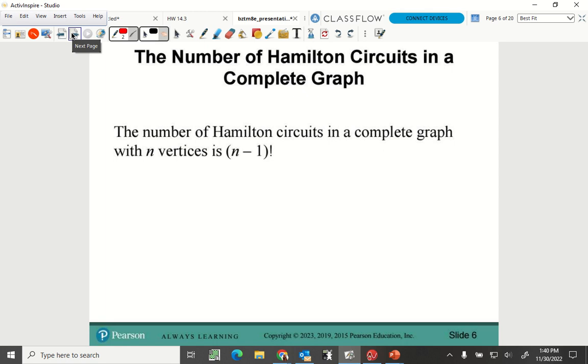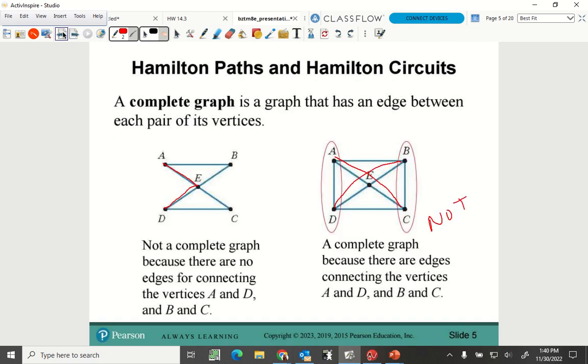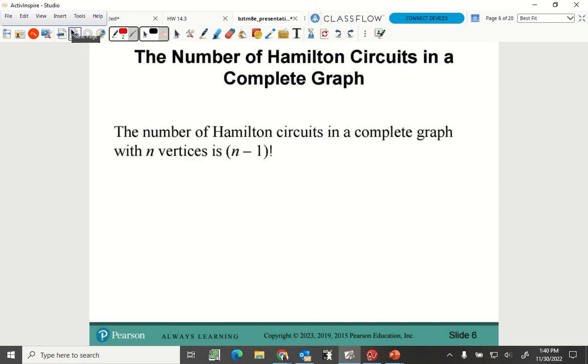Now, the number of Hamilton circuits in a complete graph with n vertices is n minus 1 factorial. All right, let's look at this last one. 1, 2, 3, 4, 5. How many vertices were on that last one? 5. Very good. So n stands for the number, right? Because we had that last chapter also. N stands for the number. The number is what? 5. Are you writing that down?